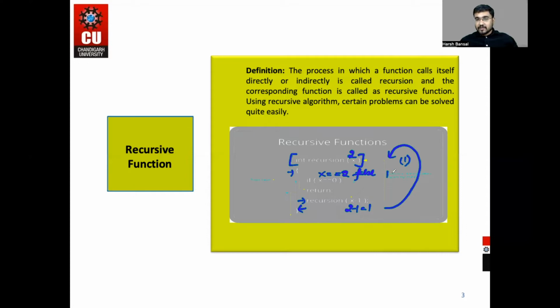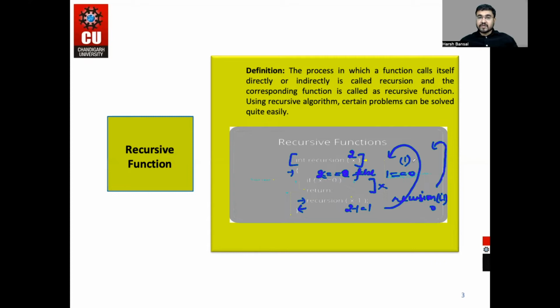Sorry, here I should write: is 2 equal to 0? Similarly, here we should write: is 1 equal to 0? No, it is not. So this part of the body won't execute, and we'll call the recursive function by subtracting 1 from the value. So 1 minus 1 will become 0, and it will again call recursion of 0.